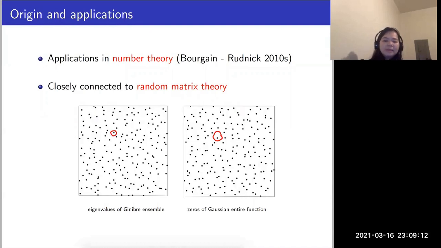In other aspects, random functions have close connections with random matrix theory. One advantage of random functions is that the model looks simpler than the random matrix one. So sometimes the approach is a little simpler. Sometimes it's more difficult because random matrix theory inherits nice properties from algebra, whereas random polynomials don't. So that's something to keep in mind.